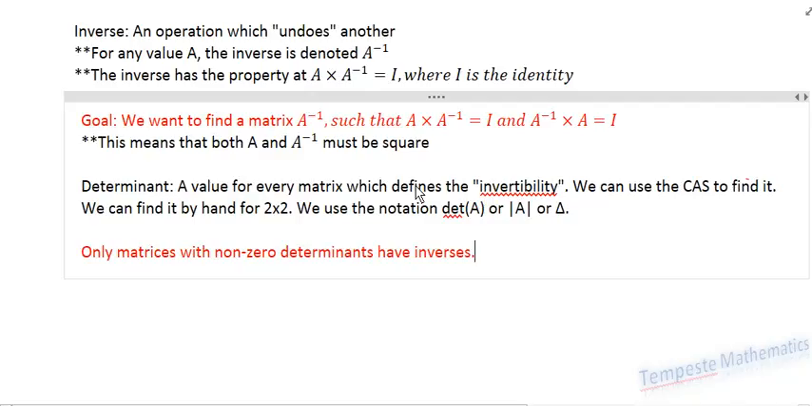If you find the determinant, and we'll talk about how to find it in just a second, once you find it, if it's 0, it means there's no inverse. Only matrices with non-zero determinants actually even have these inverses. So there's no point in doing all this work to find the inverse if it's not actually going to exist once you get to doing the calculation.